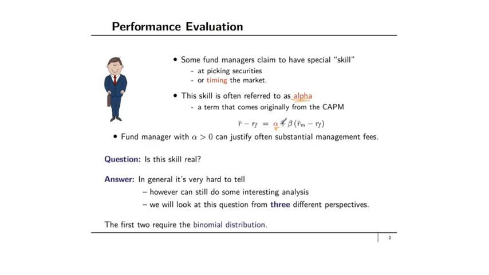Why is this important? Well, a fund manager who has alpha or who has skill can often charge substantial management fees. And so what we want to know is whether or not the skill is real. In general, it's very hard to tell, but you can still do some interesting analysis, and that's what we're going to do in this module. We're actually going to look at this question from 3 different perspectives. The first 2 perspectives will require the binomial distribution, and so we're going to review a little bit about the binomial distribution now.